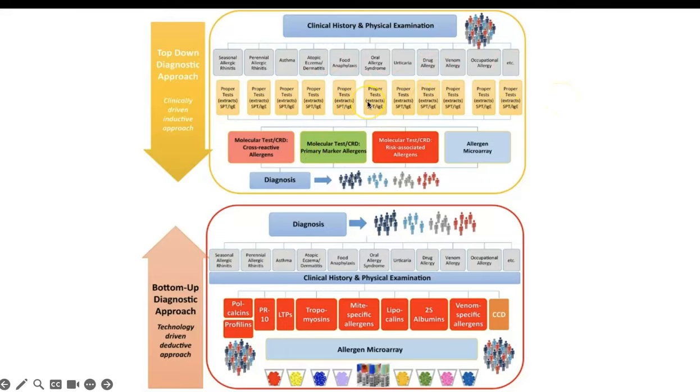So then after doing these things, you do a proper test, SPT and all that, whatever suits, whatever you decide, and then you go for particular CRD. Okay, and then you come to the diagnosis. Bottoms up is where you do an allergen microarray, then you look for particular proteins, tropomyosins. Okay, tropomyosins are seen in various cockroaches, or mite specific allergens, or CCD, which is cross-reactive carbohydrate determinant. Okay, then you go for a specific clinical history, then you decide on a diagnosis.